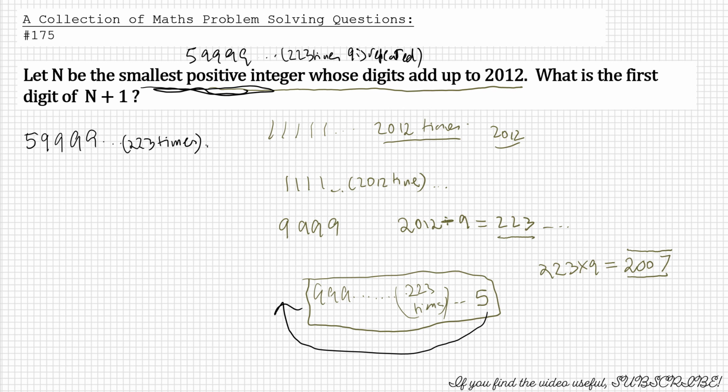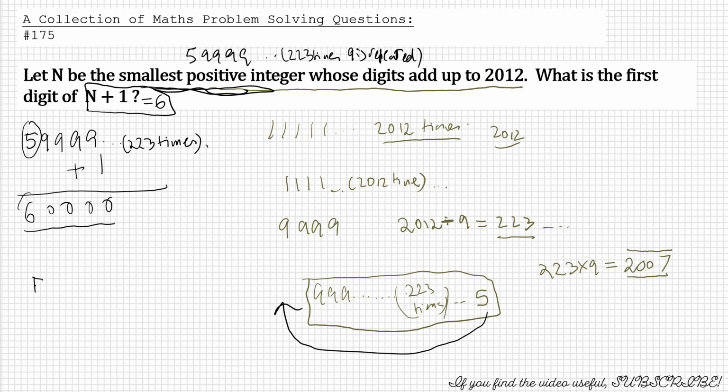Now if you add 1 to it, all these 9s become 0. 9 plus 1 is 10, 0 and 1 carried over, so it would be all 0s. And finally, the first digit, the 5, becomes 6. So it is 6 and then 223 zeros. So the first digit of n plus 1 would be 6.